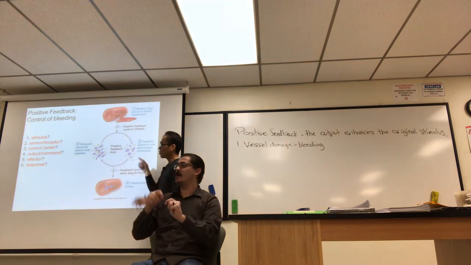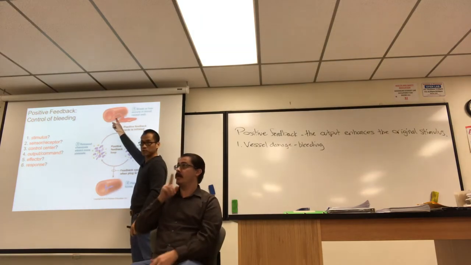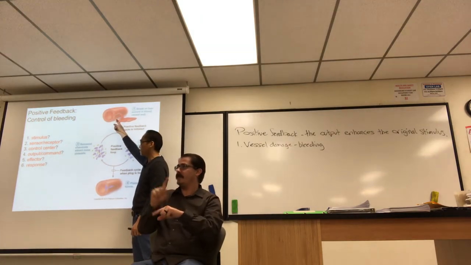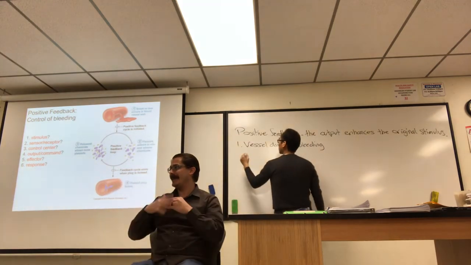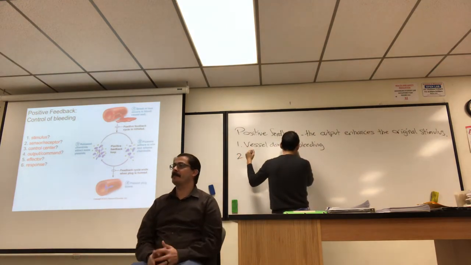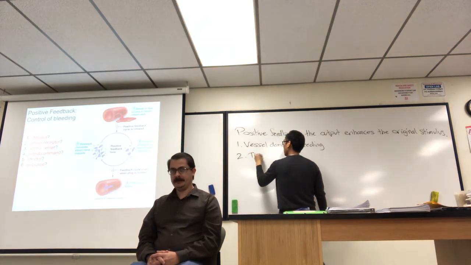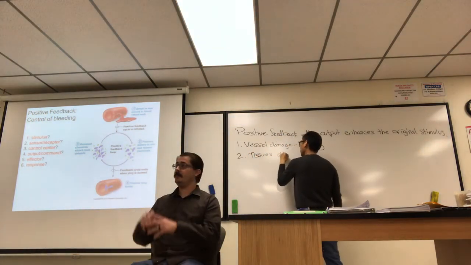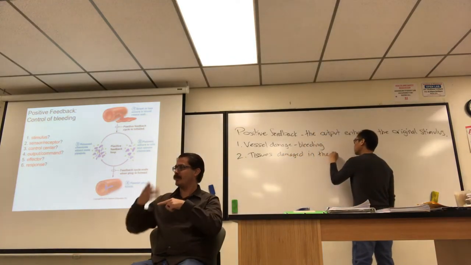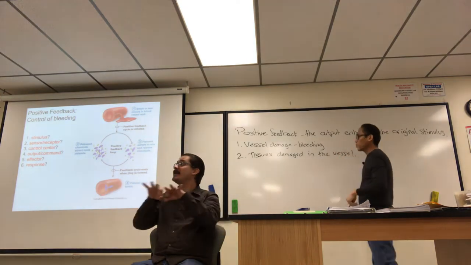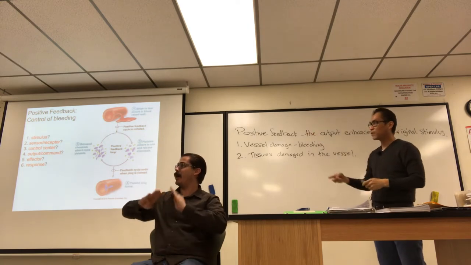The sensor or the receptor, what detects this damage, is the actual damage. Where the vessel is damaged detects that disturbance, so to speak, the bleeding. I'll say the tissue is damaged in the vessel. You'll learn this in more detail when you get to the blood chapter in BIOL431, but let's keep it to the figure for now.